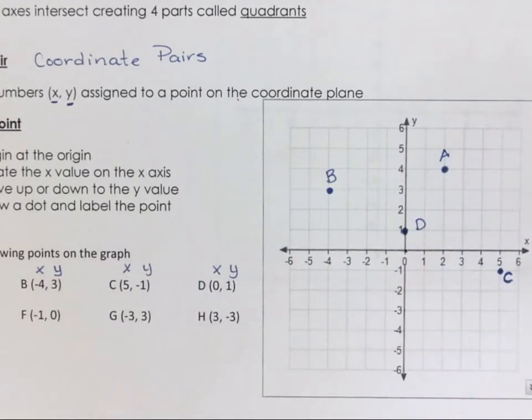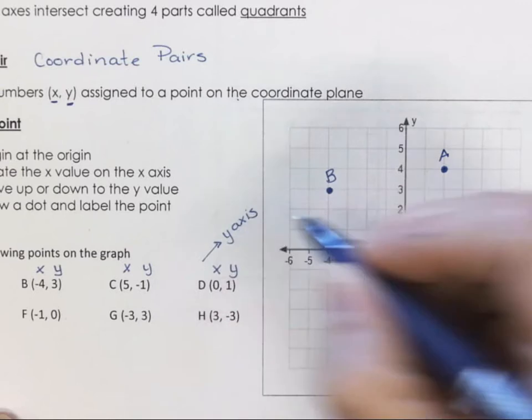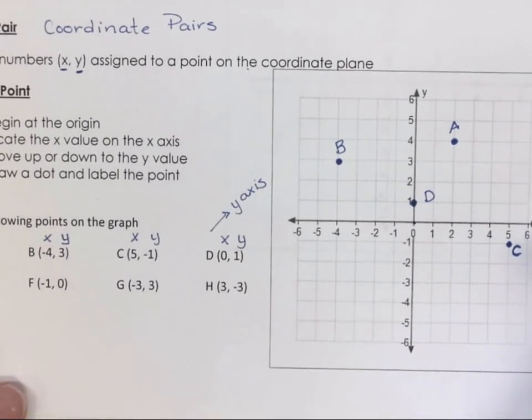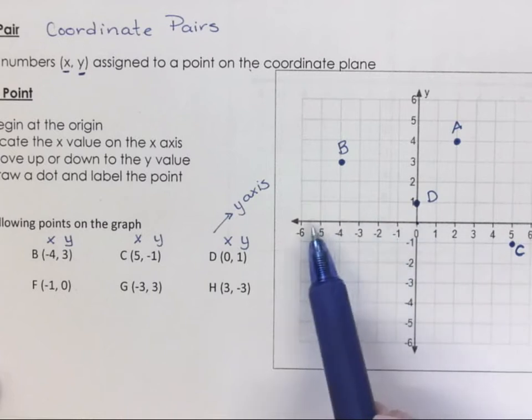Now if I asked what quadrant is point D in, it's actually not in a quadrant. It's located on the y-axis. Okay, so point A is in quadrant 1, point B is in quadrant 2, but point D is not in a quadrant because it's kind of right on the line, so we would say it's on the y-axis. Pretty straightforward.